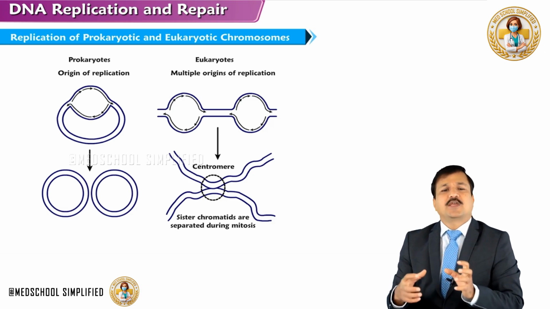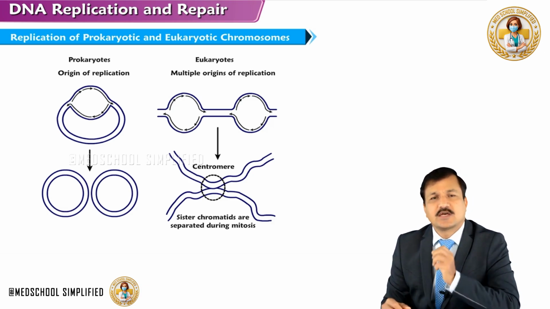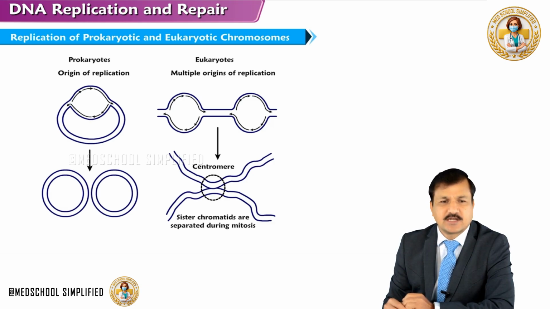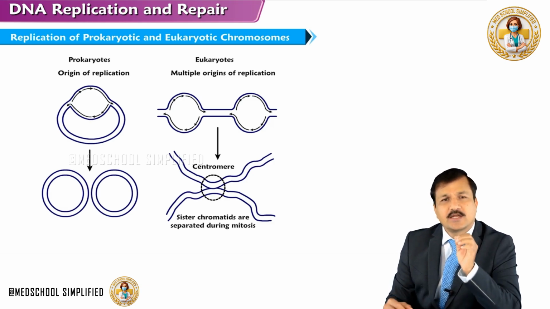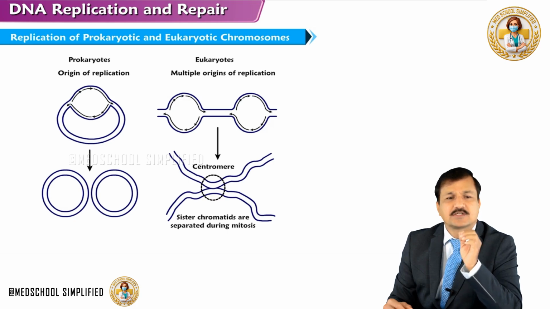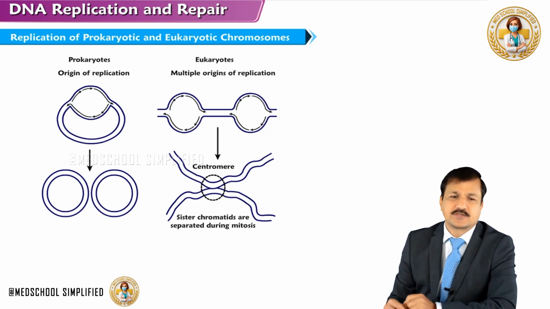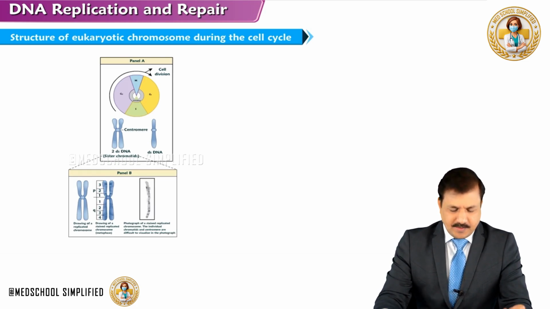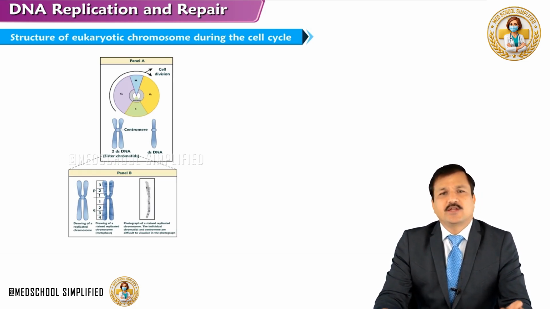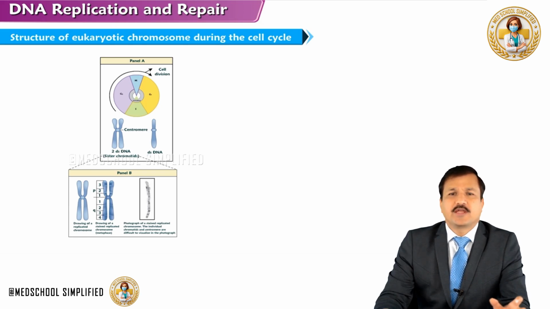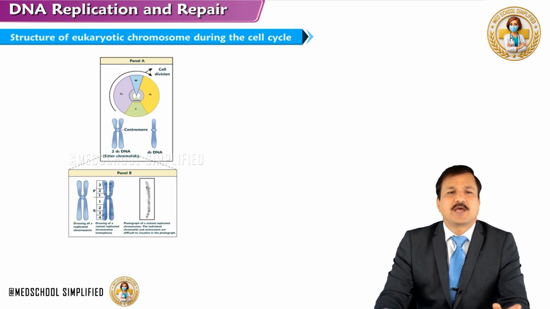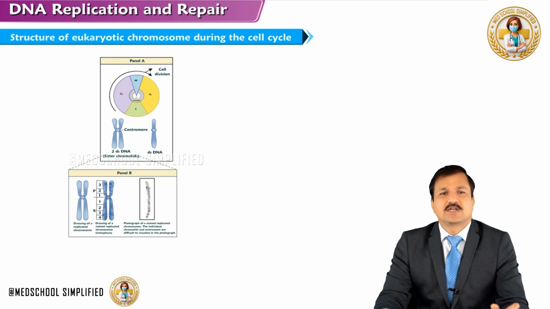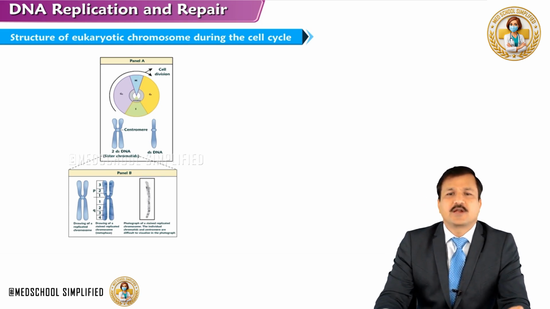DNA replication occurs in the nucleus during the S phase of the eukaryotic cell cycle. The two identical sister chromatids are separated from each other when the cell divides during mitosis. In the figure here, panel A shows eukaryotic chromosome replication during S phase, whereas panel B shows different representations of a replicated eukaryotic chromosome.